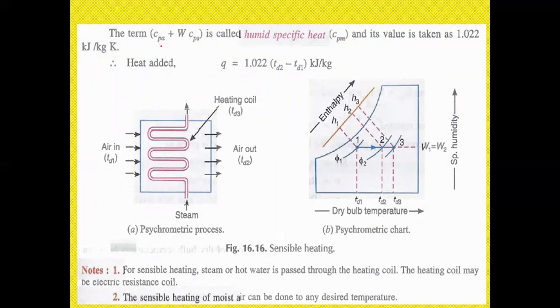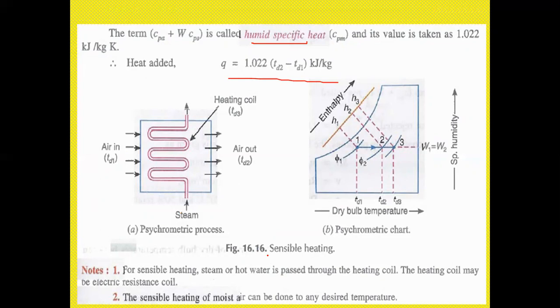The term CPA plus W CPS is known as humid specific heat, that is CPM, and the value is 1.022 kilojoules per kg. Therefore, heat added Q is equal to 1.022 times (TD2 minus TD1) kilojoules per kg.